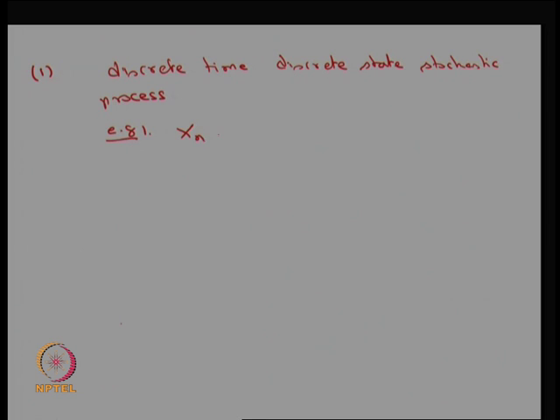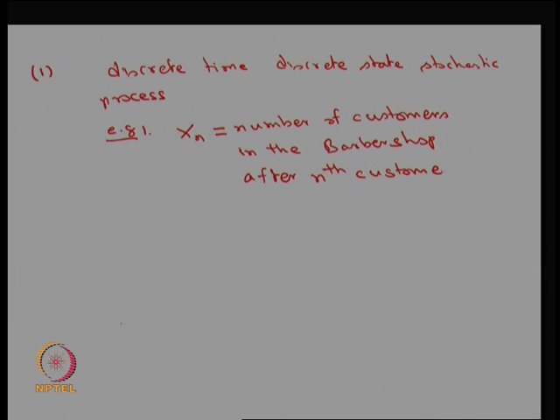Let us create a random variable X suffix n, that is nothing but the number of customers in the barber shop after the nth customer departure from the shop.